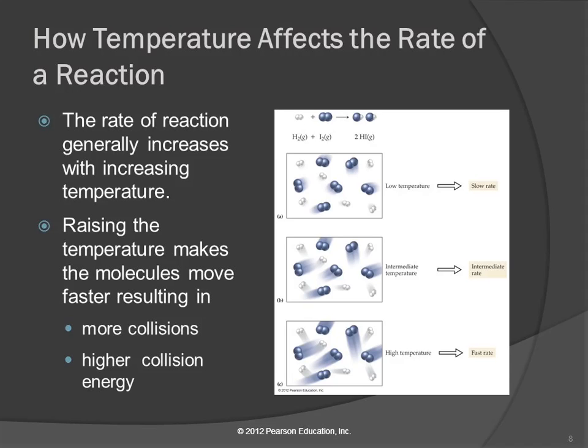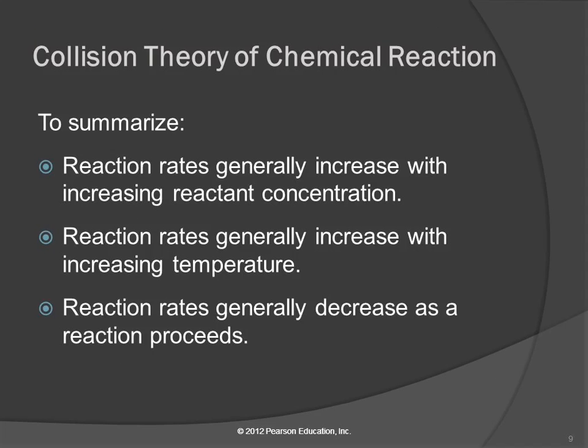So to speed up a reaction, we can increase the concentration of the reactants, or we can increase the temperature, or we could do both. So summarizing this, reaction rate generally increases with increasing reactant concentration, with increasing temperature, and as the reaction proceeds, the reaction rate decreases because we're using up the reactants and their concentration is decreasing.